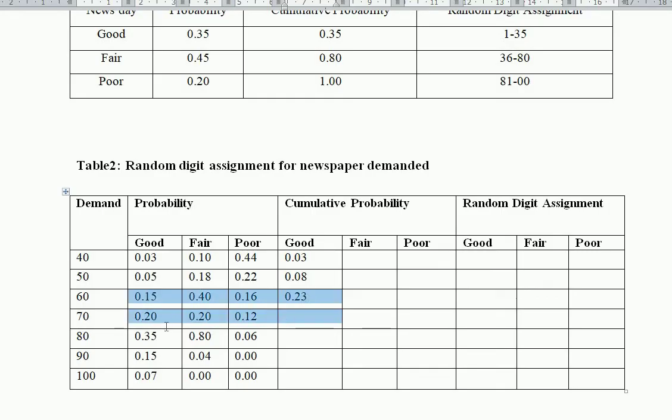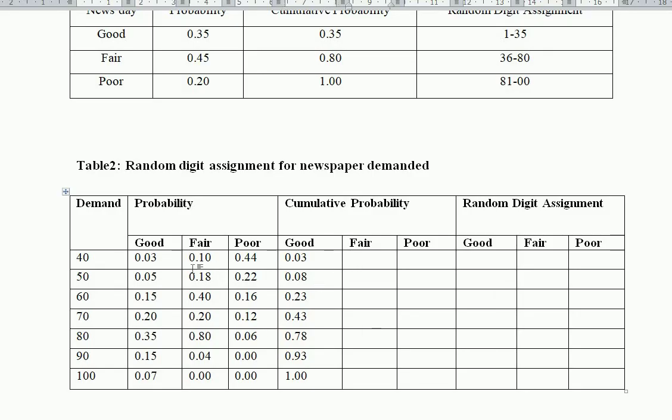Then you add 0.23 with 0.20 and you are going to get 0.43. The next value is 0.43 plus 0.35, that is 0.78. The next value is 0.78 plus 0.15, that is nothing but 0.93. Again 0.93 plus 0.07, that is nothing but 1.00. So this is the cumulative probability for good day demand.